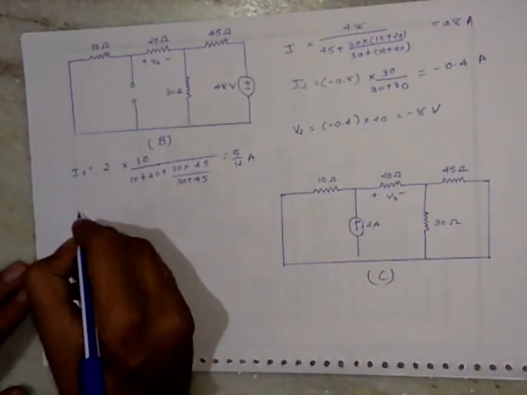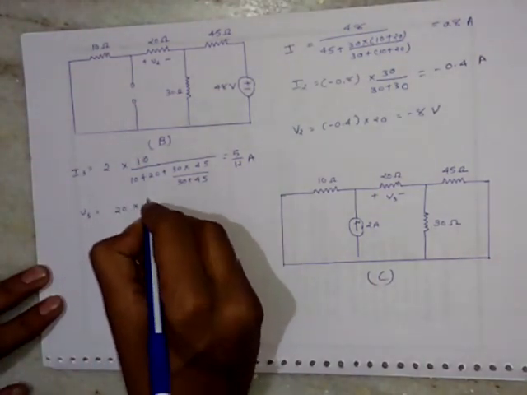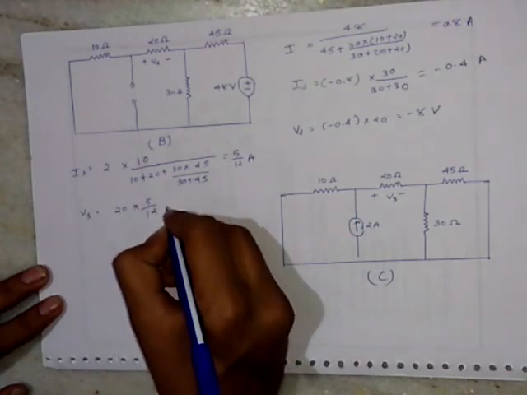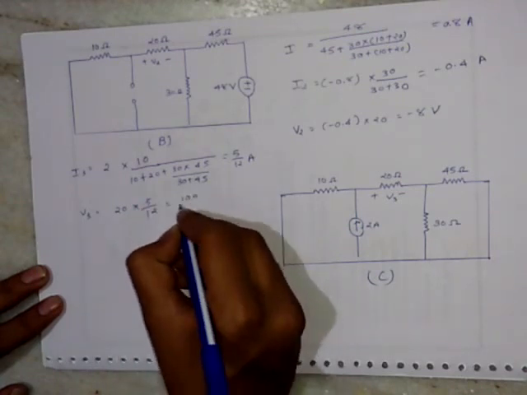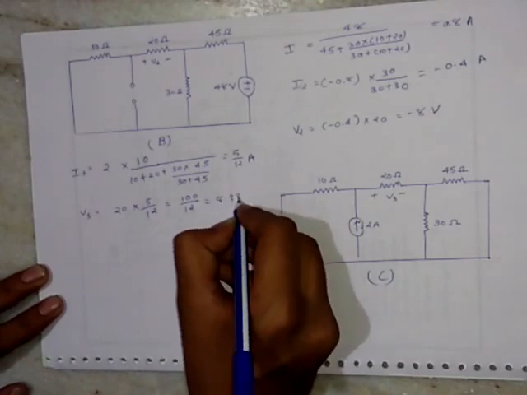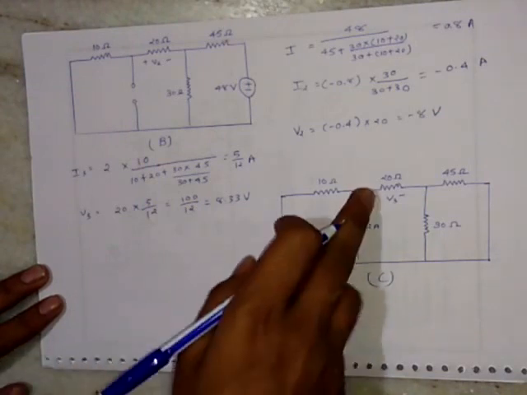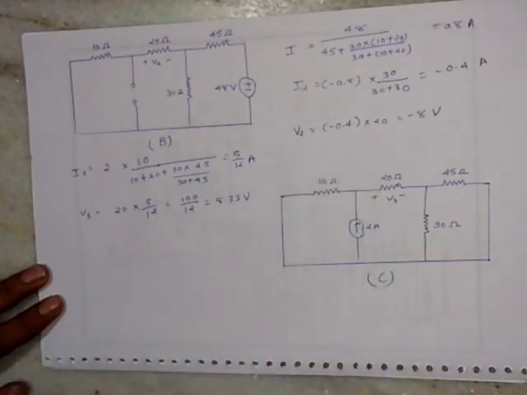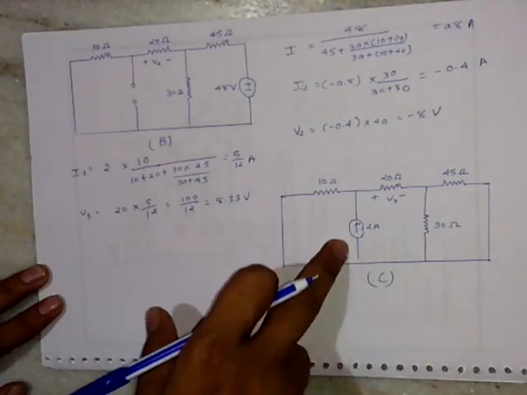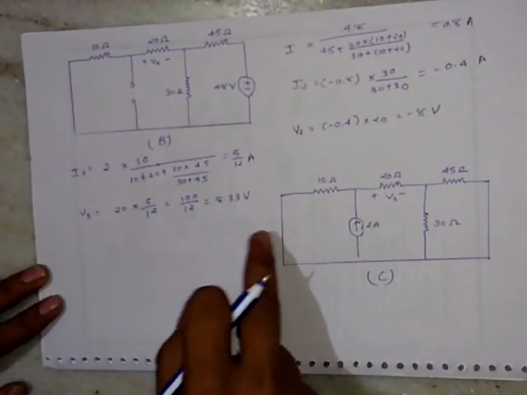Now the voltage across the 20 ohm resistance due to the 2 ampere source will be equal to 20 multiplied by 5 by 12, that is 100 by 12, which is equal to 8.33 volt. Hence we have derived the voltage across the 20 ohm resistance due to the various sources, that is the 2 ampere current source, 48 volt and 24 volt, which was here.